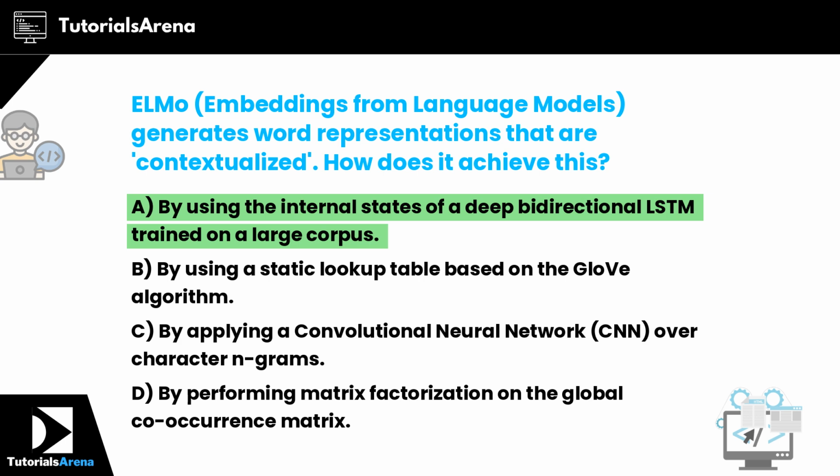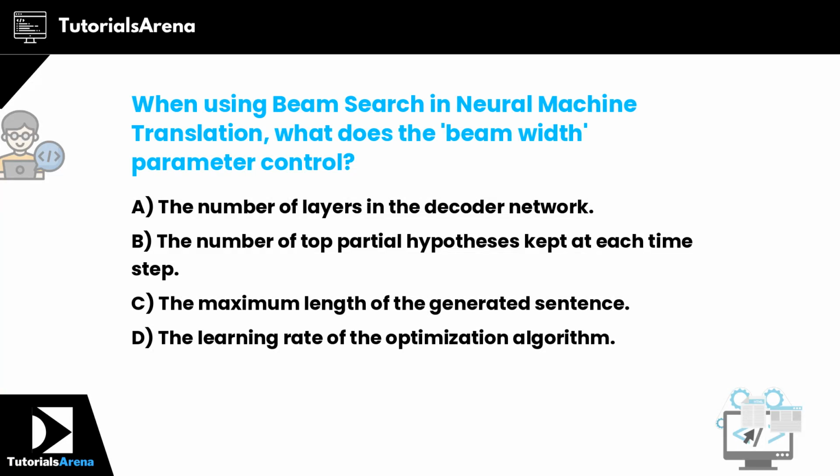The correct answer is option A, by using the internal states of a deep bidirectional LSTM trained on a large corpus. When using beam search in neural machine translation, what does the beam width parameter control? The correct answer is option B, the number of top partial hypotheses kept at each time step.